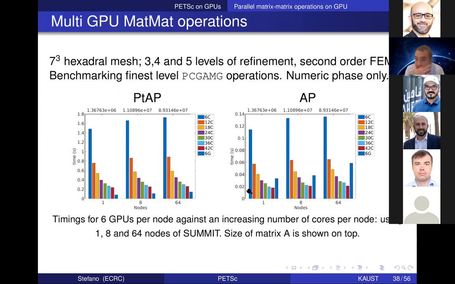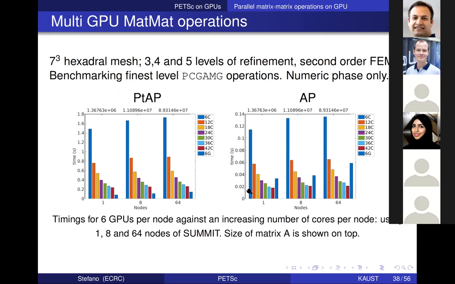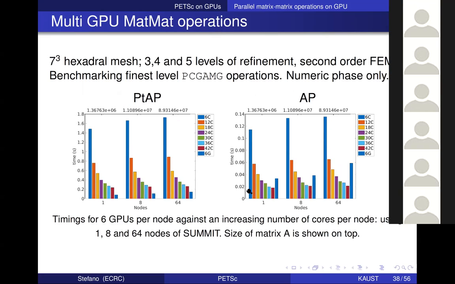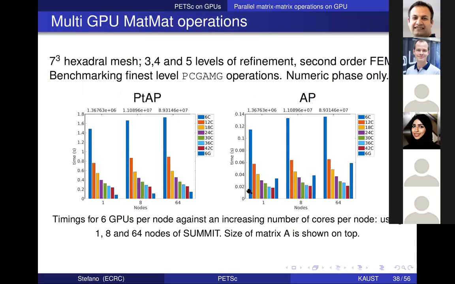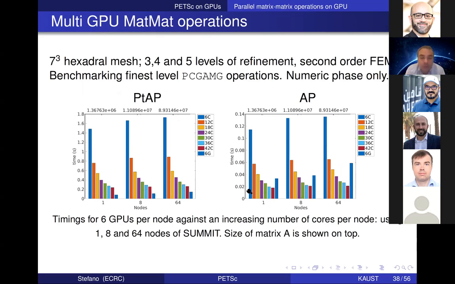Okay. So here we cut down further the timings, just taking the time it takes to do the numeric factorization only, not the symbolic, which means no CUDA malloc, nothing. So only the numeric factorization, plus all the MPI message passing that is needed, and you can see that the speedup of using GPUs is a little bit more.